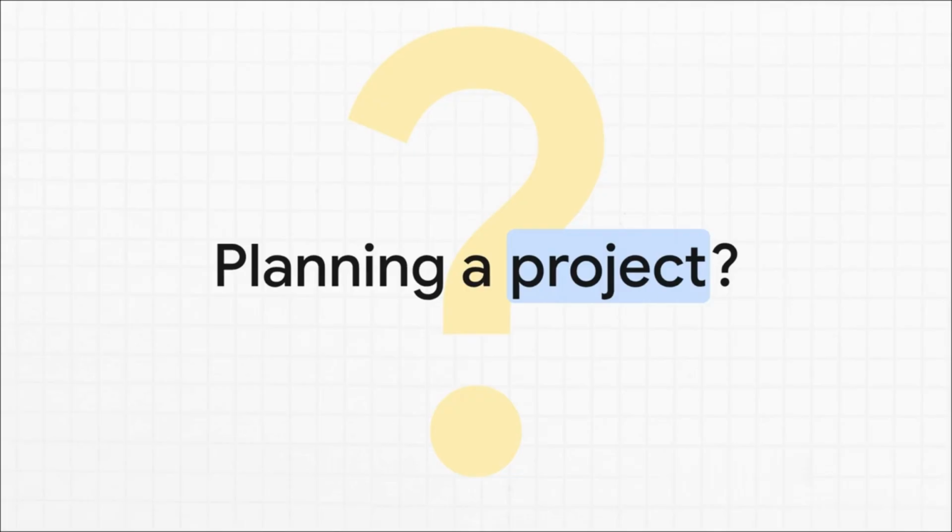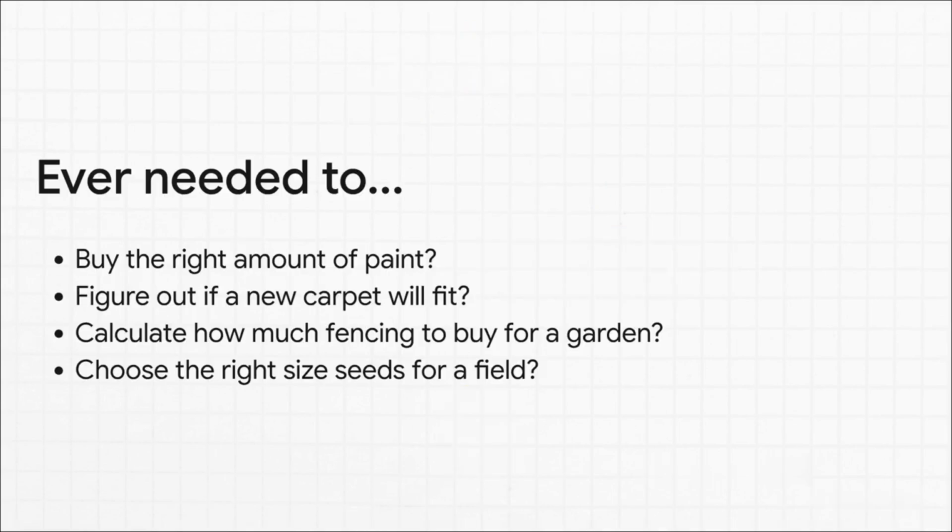Have you ever been there? You're in the middle of some project at home, staring at a room or a garden, and you just feel completely stuck. You're just wondering, how much stuff do I actually need to buy? Maybe you're trying to buy the right amount of paint for a wall, or you're trying to figure out if that new rug is actually going to fit in your living room. Or maybe you're outside, calculating how much fencing you need for a new garden. Believe it or not, these are all problems that totally depend on understanding area and perimeter.